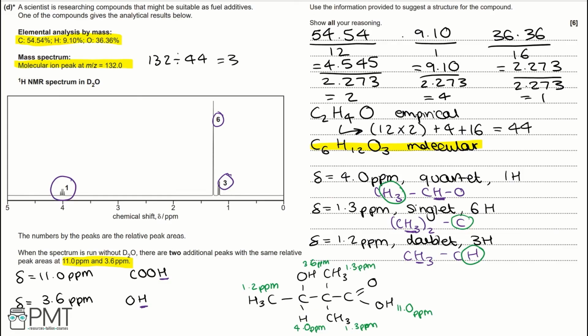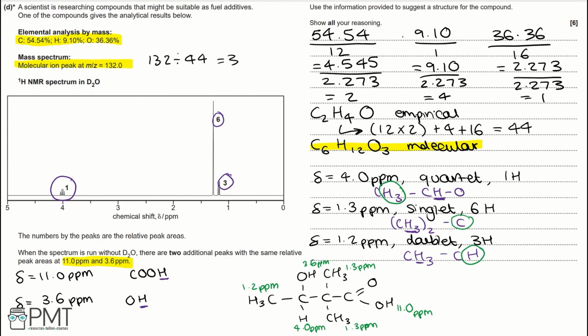So we've checked that all of the data we've been given matches the structure that we've suggested, because the molecular formula is correct. We've got 6 carbons, we've got 12 hydrogens, and we've got 3 oxygens, so that's correct. And we've double checked that all of our hydrogen environments match the hydrogen NMR that we've been given in D2O and the 2 additional peaks without D2O.